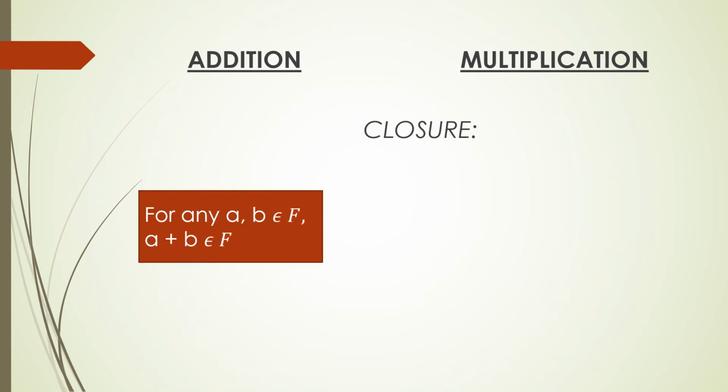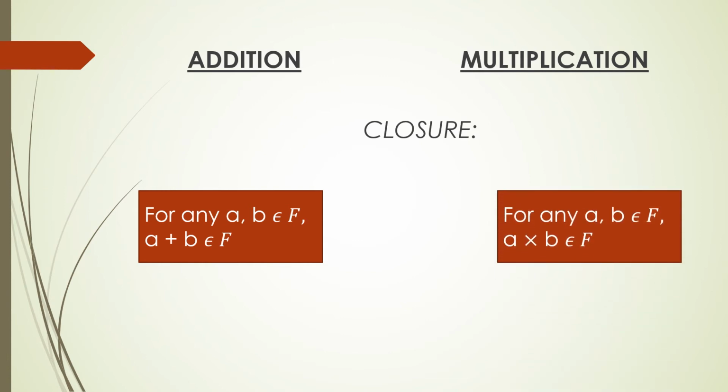Just like a ring, in a field, both operations, addition and multiplication, the set is closed. So under addition, for any a, b element of F, a plus b is an element of F. Under multiplication, for any a, b element of F, a times b is an element of F. So this means if we add any two elements in F, we get another element in F. Similarly, if we multiply any two elements in F, then we get another element in F.